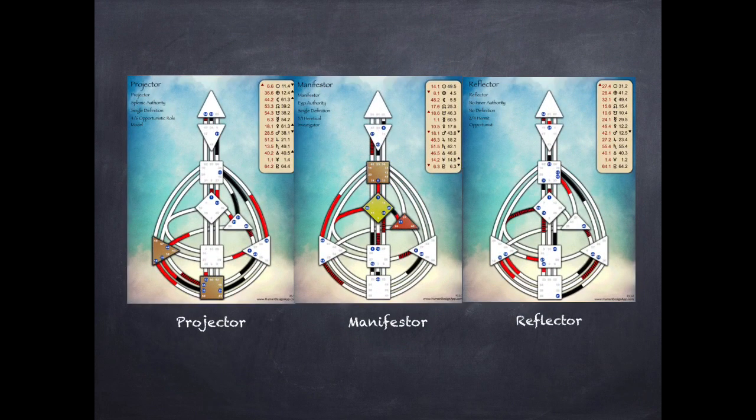With the charts side by side, it's pretty easy to see that the reflector is the reflector because they don't have any defined centers at all. But when you look at a projector and a manifestor side by side, they look quite similar. So what's the difference? Well, it all comes down to a motor. And what makes a manifestor is a motor to the throat. And if you don't have a motor to the throat, you're going to be a projector. So what does it mean to have a motor to the throat? Well, let's find out.